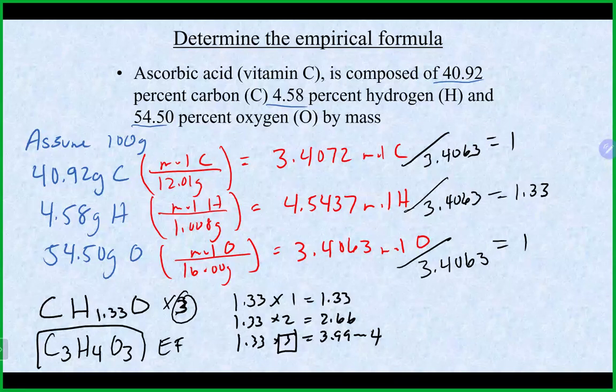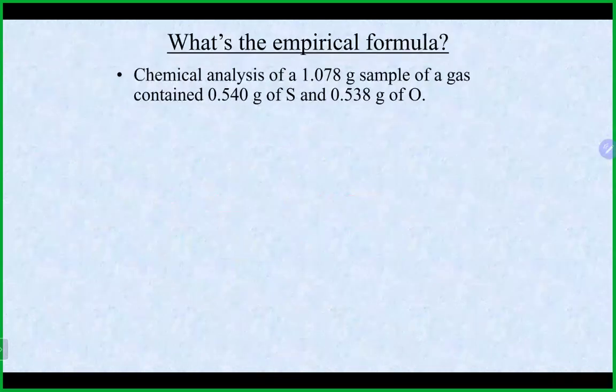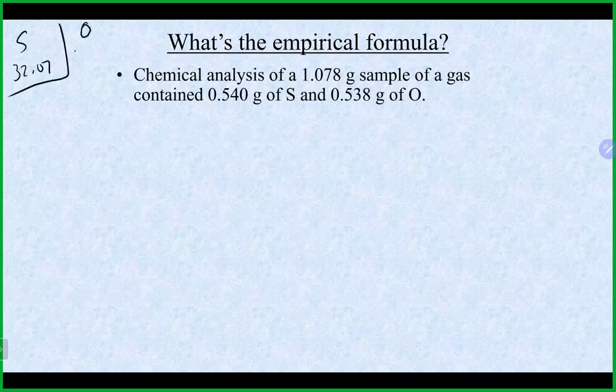All right, why don't you try one then? Why don't you try this one? We have sulfur and oxygen. What is the empirical formula? Sulfur is 32.07. And oxygen is still 16.